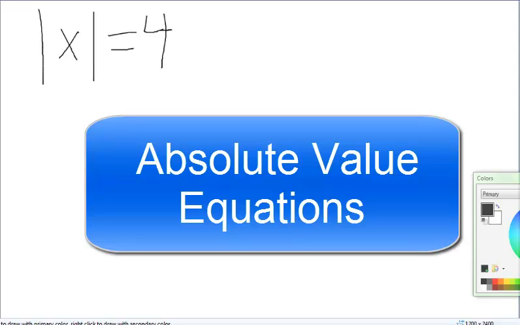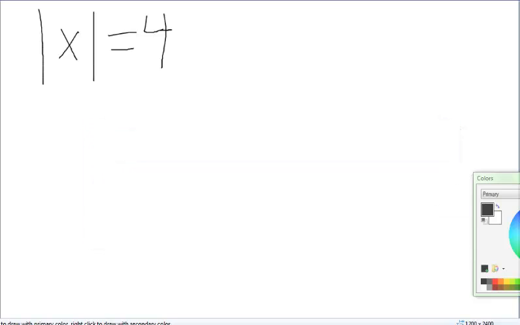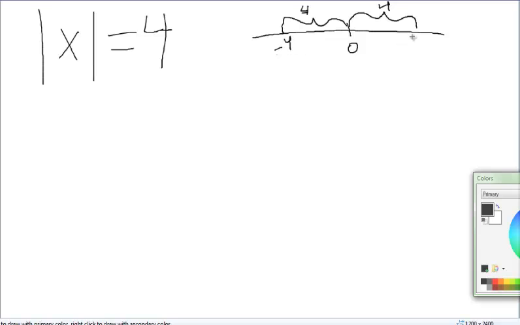Alright, so I want to work on solving absolute value equations. So the first thing to remember with absolute value is that when we're looking at the absolute value of a number, we're really talking about a distance from 0. So when we talk about the absolute value of x equals 4, we think about the number line, and here's 0. We're talking about what numbers are 4 away from 0, and there are, of course, two options. We could have -4 and we could have +4.